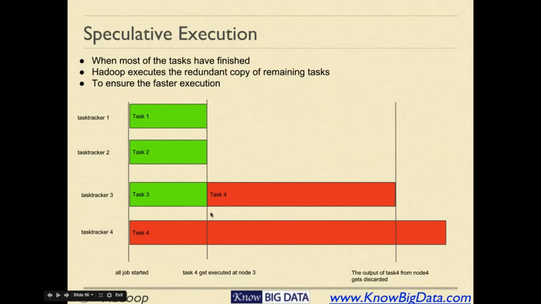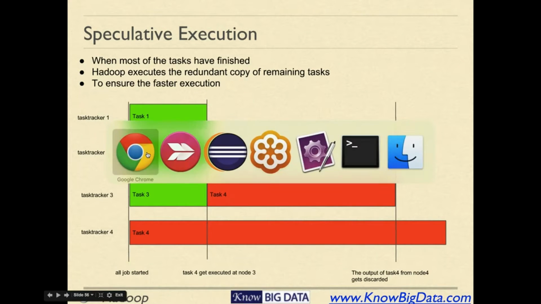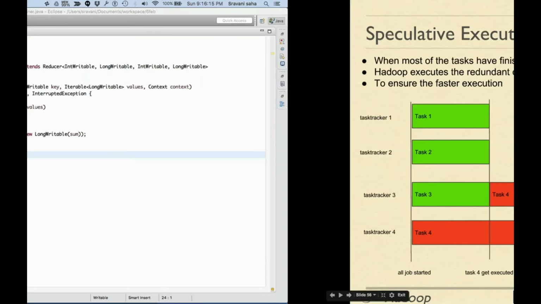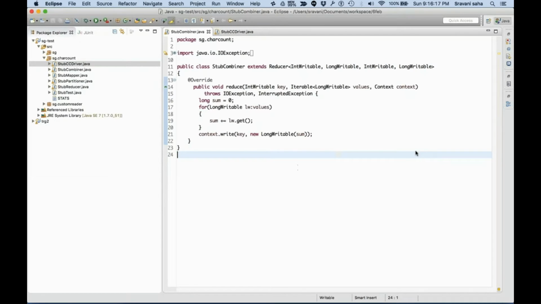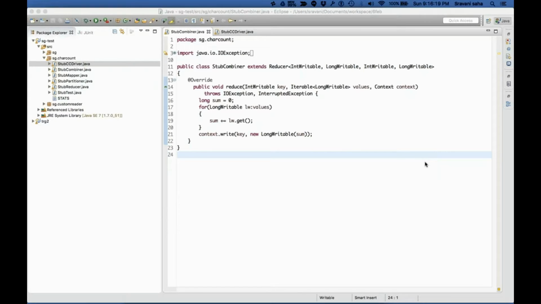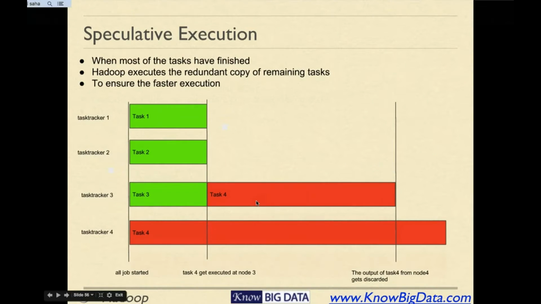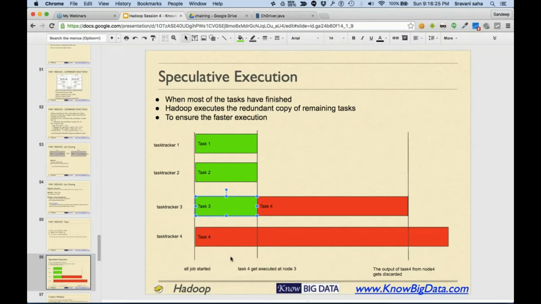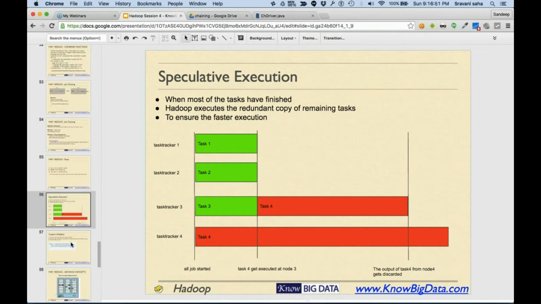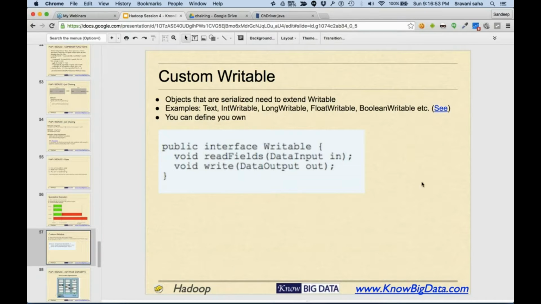Let's say task tracker 4 is running and task tracker 3 is also running, and they're taking time. Hadoop will wait for both of them to finish. It won't execute more than 2 copies for speculative execution, not more than 2 copies. I think that is probably configurable. All right, so that was speculative execution.